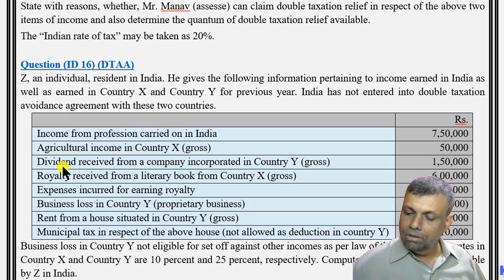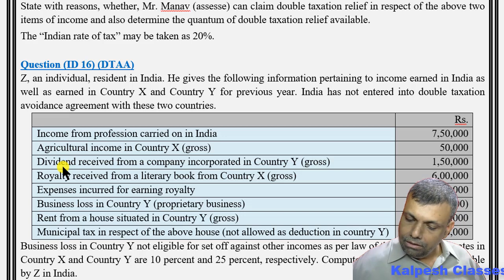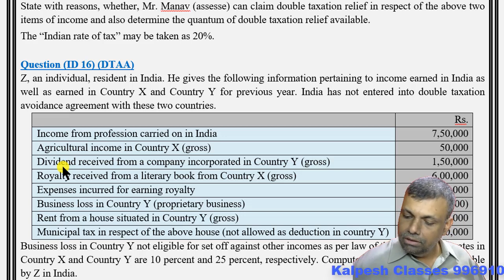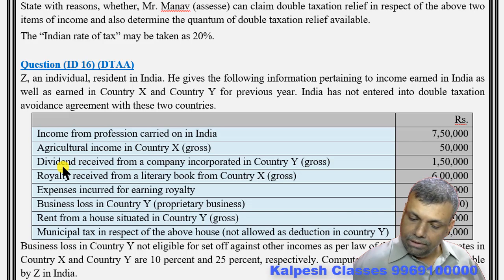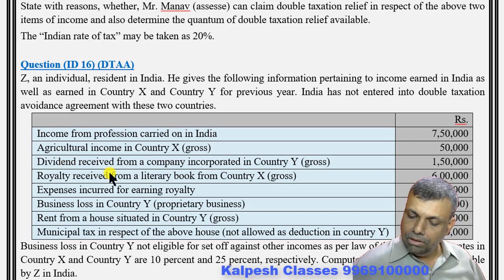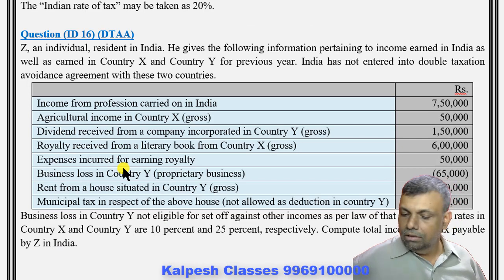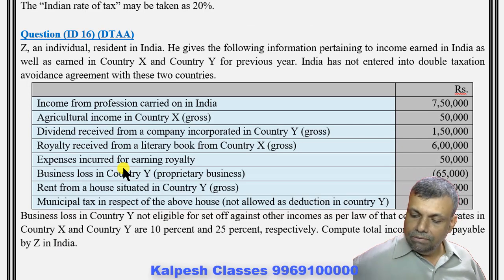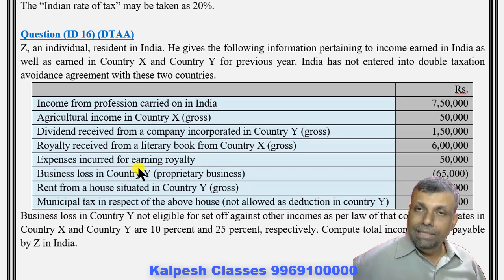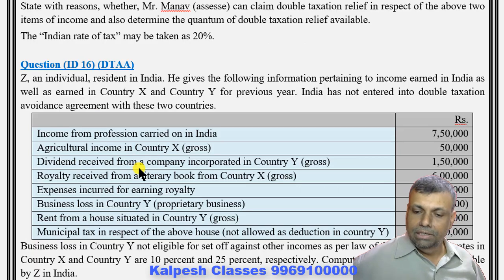Expense incurred for earning the royalty, 50,000. Business loss in country Y, proprietary business, that is 65,000. And rent from a house situated in country Y, 2,40,000 gross figure. And municipal tax in respect of the above house not allowed as a deduction in country Y, 10,000. Business loss in country Y is not eligible for set off against the other incomes as per the law of that country. Tax rates in country X and Y are 10% and 25% respectively. Compute the total income and the tax payable by Z in India.